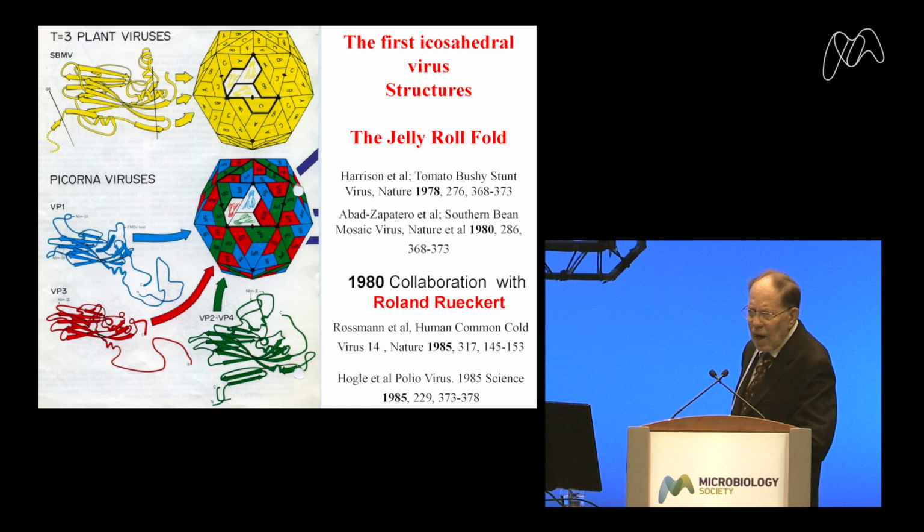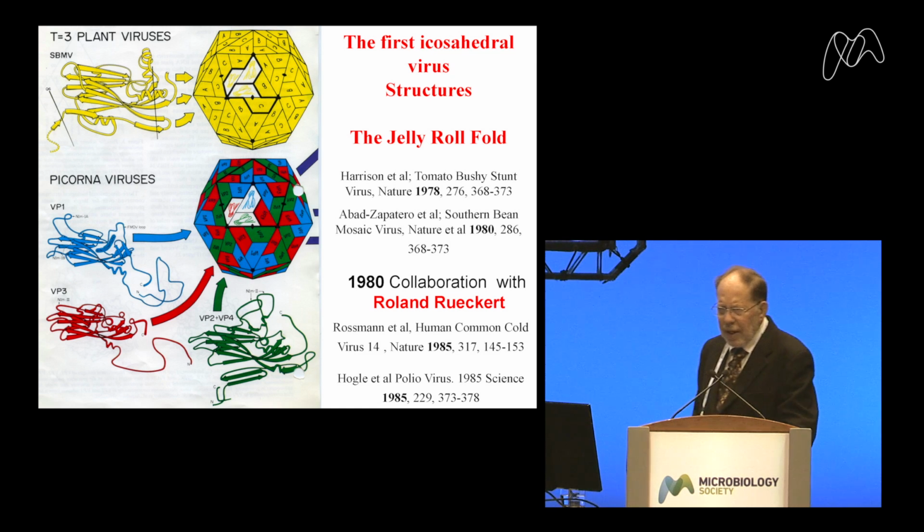Steve Harrison at Harvard had also been doing similar things. And so we had more or less at the same time determined the structure of southern bean mosaic virus at Purdue and tomato bushy stunt virus at Harvard. These two different RNA plant viruses turned out to have very similar structures. Now, I should have mentioned that although an icosahedron only has 60 subunits, it was soon recognized that there would need to be more than 60 subunits on the surface of the virus.